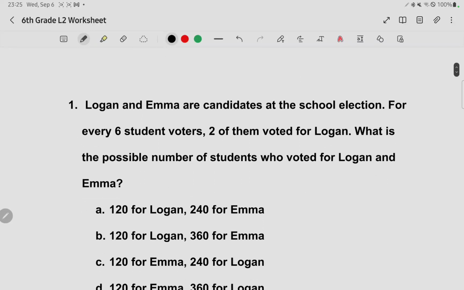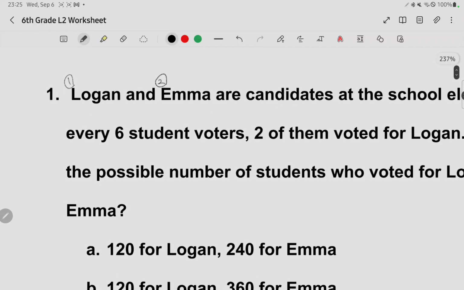Starting from number 1, we got Logan and Emma are candidates for the school election. So we got two people, number 1 Logan, 2 Emma, and for every 6 students voted, 2 of them voted for Logan. What is the possible number of students who voted for Logan and Emma?